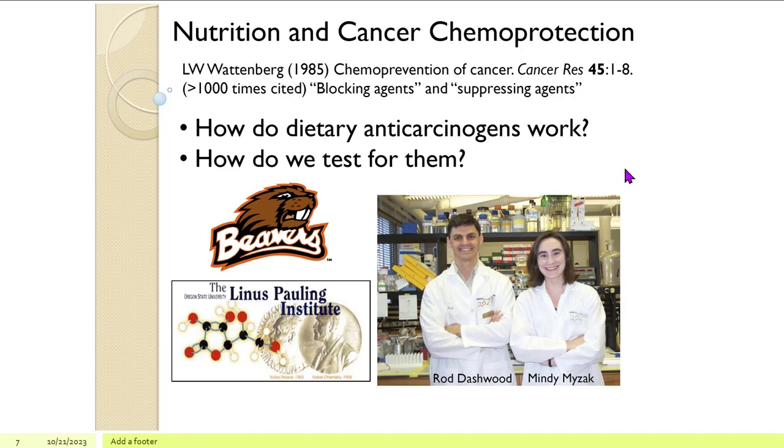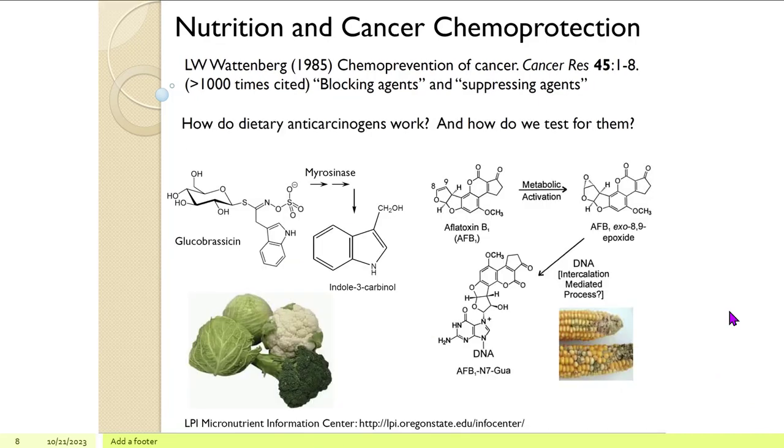So the work I'm going to talk about for this section actually has been done down at OSU. And two of the researchers involved in this work are Rod Dashwood and Mindy Mizak. They're part of the Linus Pauling Institute down there. So what they've done is they wanted to study some of the health benefits of cruciferous vegetables. And so they're shown over here, things like cabbage, cauliflower, and broccoli. And they contain some of these interesting compounds like glucobrassicin and indole-3-carbinol.